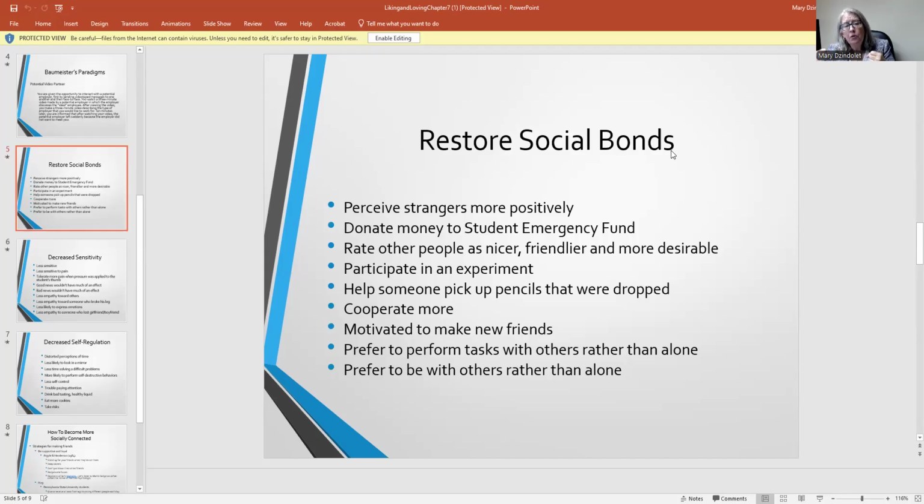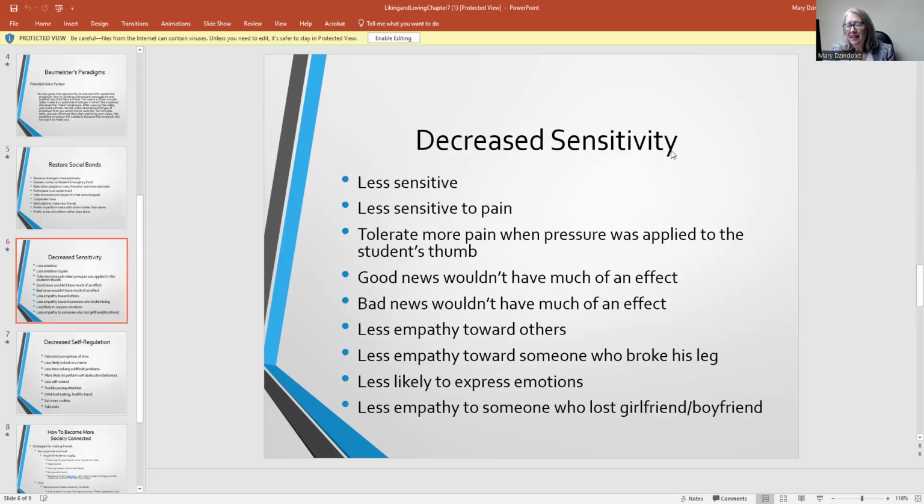So we get this numbness, but then this strong desire to meet new people and make new friends. But remember, when you're meeting these new people and you're being more helpful and you're cooperating more, but you're less empathetic and you're less likely to show your emotions and you're not as affected by good or bad news, it's going to be almost harder for you to make these connections.